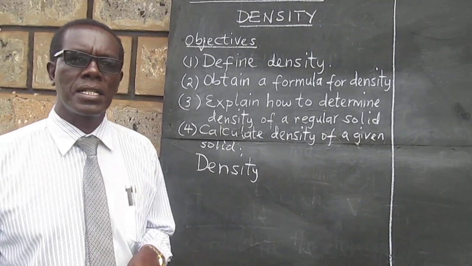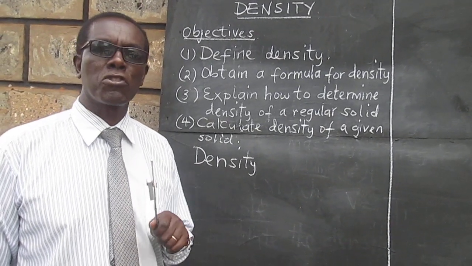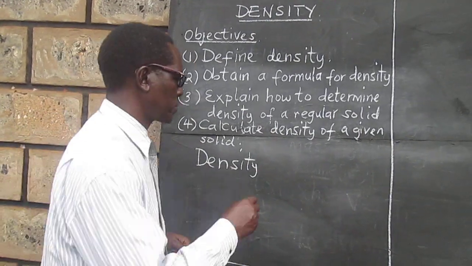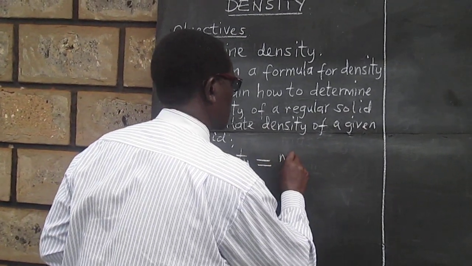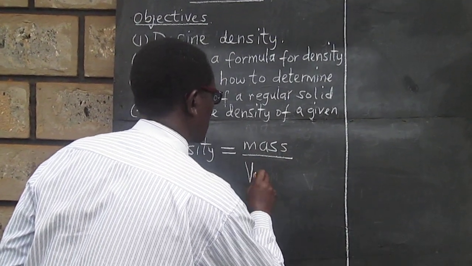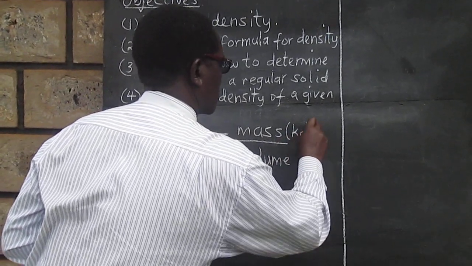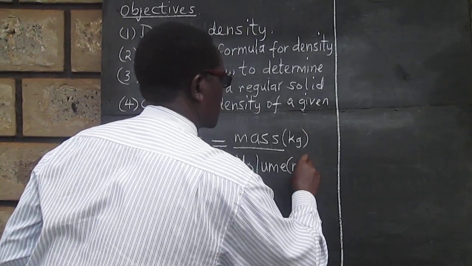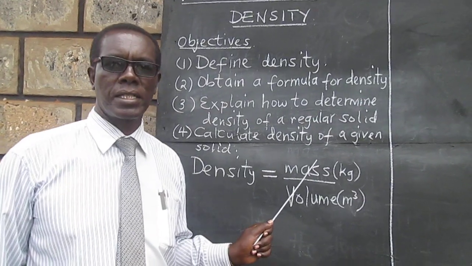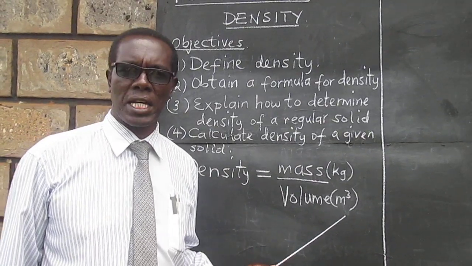Density is defined as the mass per unit volume of a substance. That can also be written in the form of a formula as follows. Density equals mass in kilogram divided by volume in cubic meter.